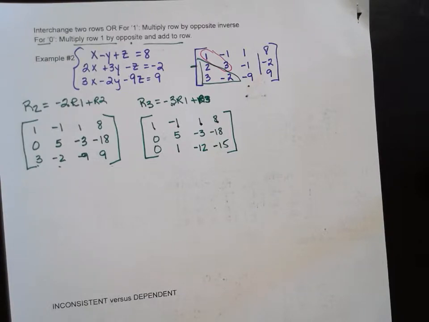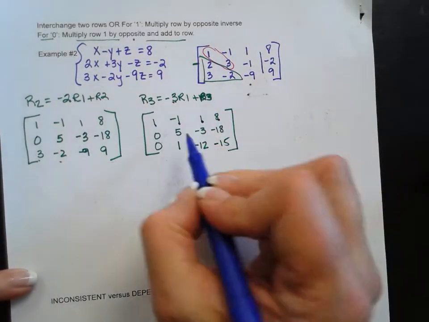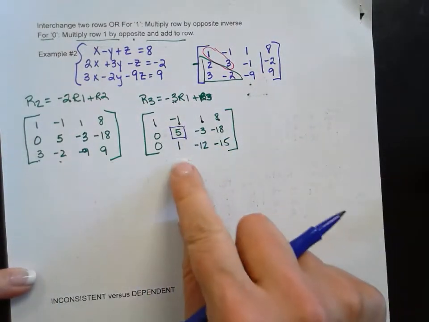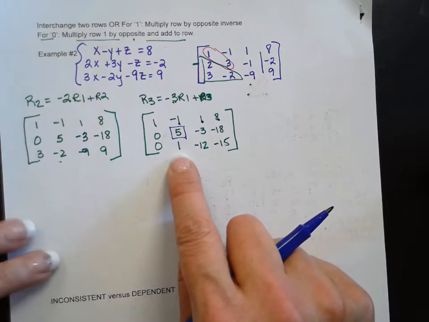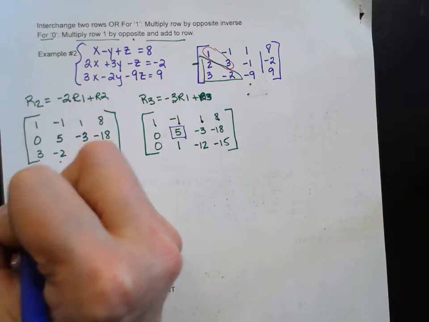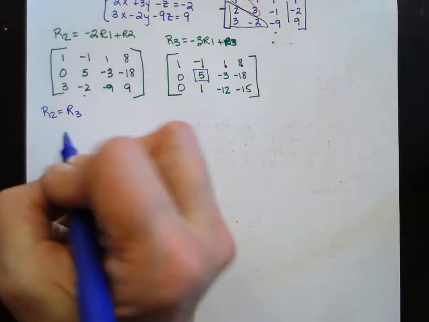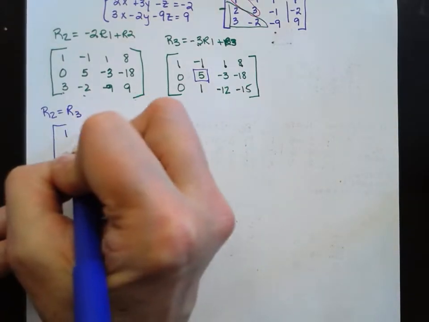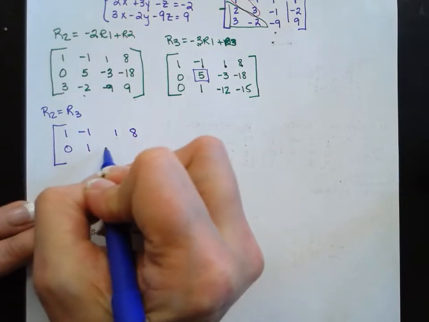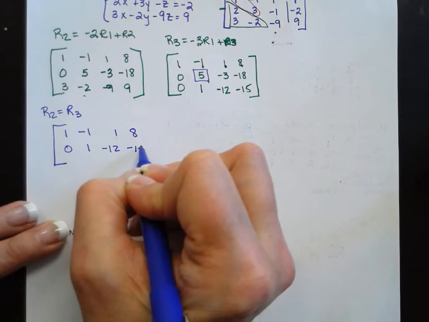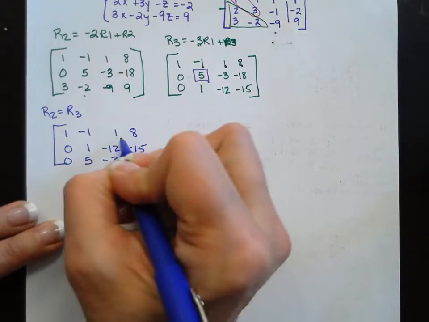Awesome. So now we need to look at the second column. And I need to change this to a 1. But hey, look below it. It's already a 1. Let's just flip-flop and say row 2 is going to become row 3. Because then I don't have to do any math calculations. And I just rewrite it. So 0, 1, -12, -15. 5, -3, -18.